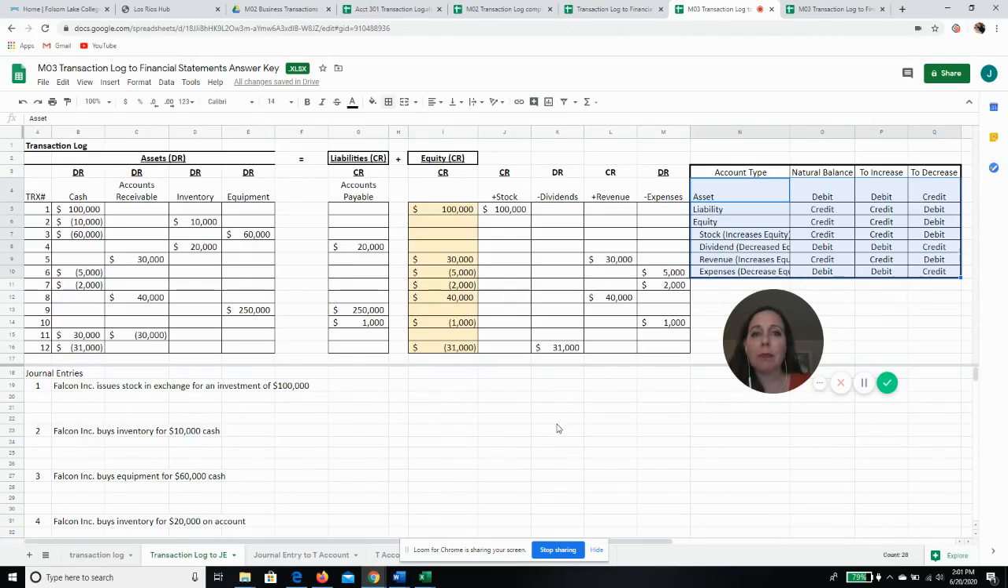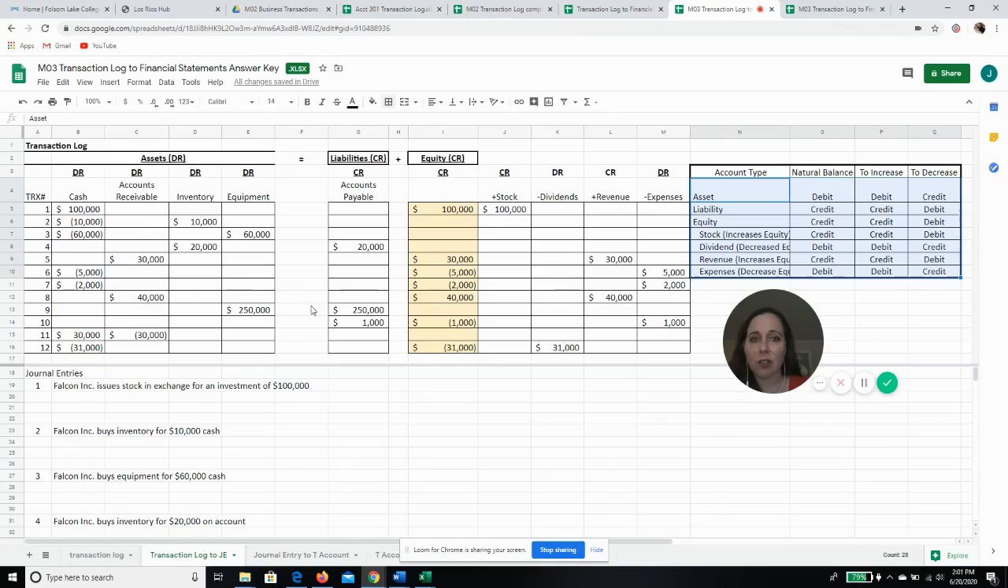There's a blank copy in the Google Drive, and I provided a link to it. What I would love for you to do is to download the blank copy and either have it on your computer or print it out so that we can do this together. All right, let's get started.